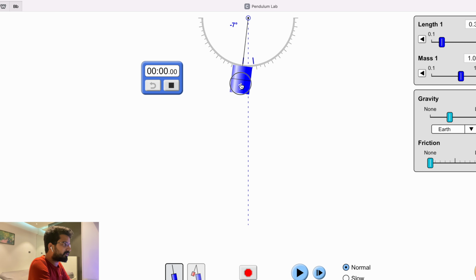So let's get started. Here I'm displacing the bob by about 10 degrees and letting it oscillate. 1, 2, 3, 4 and that's 5. So this time period, which is 5.57, is the time period for 5 oscillations, but we need the time period for one oscillation. So what we'll do is simply divide this value by 5. Anyhow, we'll continue doing more trials as well as different lengths.